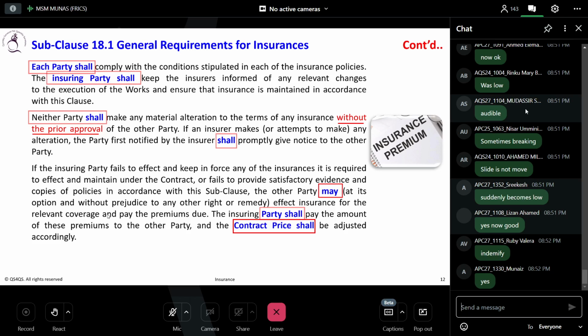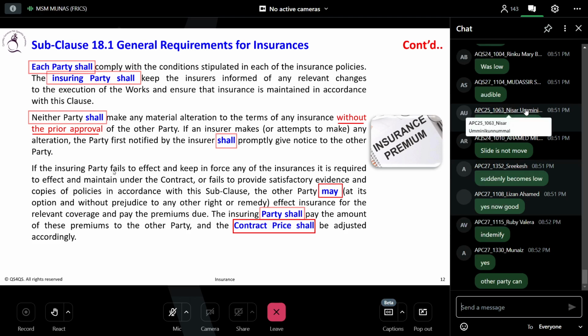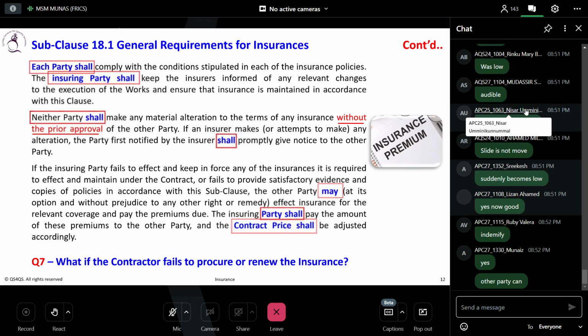So this subclause says the insuring party could be a contractor or employer. It will be applicable both ways. Either the contractor makes it or the employer makes it, the way is the same, no different. The answer is the same as what we said before. Okay, so what if the contractor failed to procure or renew the insurance? You know the answer.